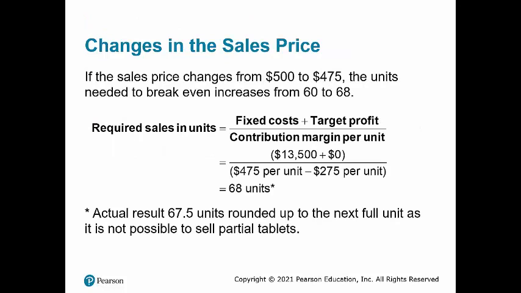If competition for a product is fierce, a company may need to cut the sales price of its product to remain competitive. Assume that the competition in the touchscreen tablet computer business is fierce, and Smart Touch Learning believes it must cut the price to $475 per tablet to maintain market share. The break-even point in units increases from 60 units at a sales price of $500 to 68 units at a sales price of $475.